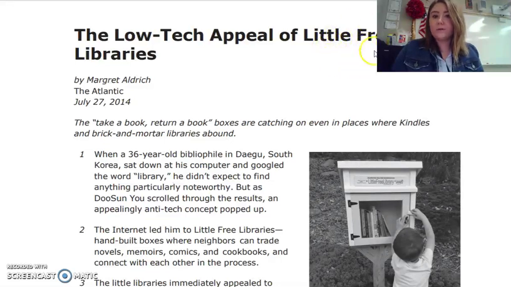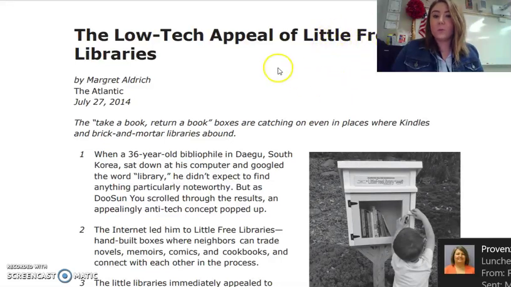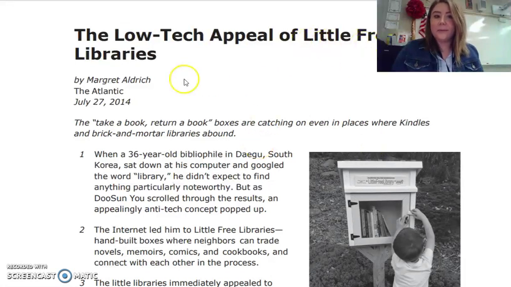I see that word free, and I know that the word free means no cost. So there's clearly a library that's free. It says it's by Margaret Aldrich. Whenever it says the word by, I know that it's by whoever's the name after it. So I know that Margaret Aldrich is the author of this piece.